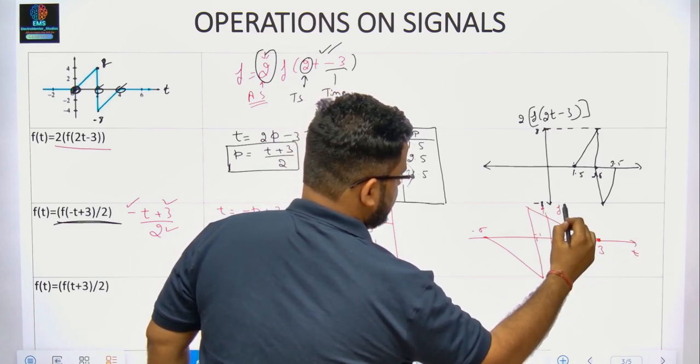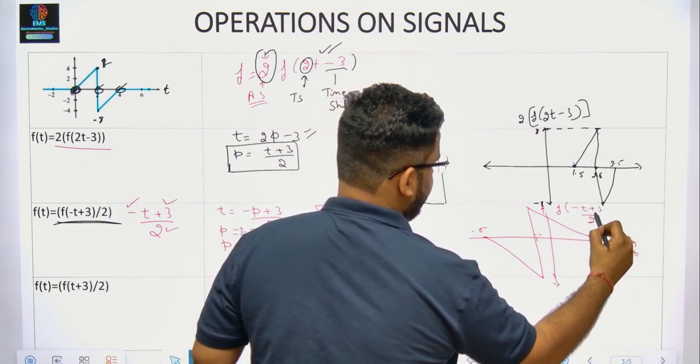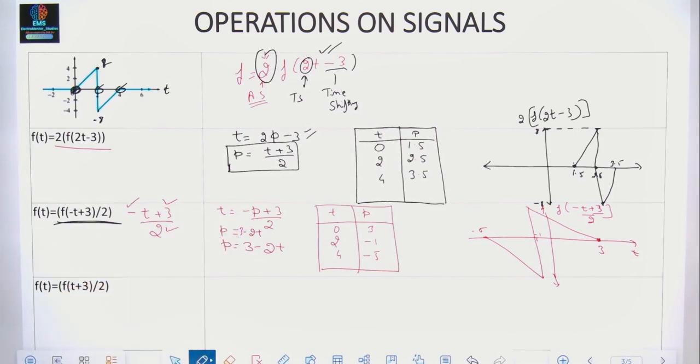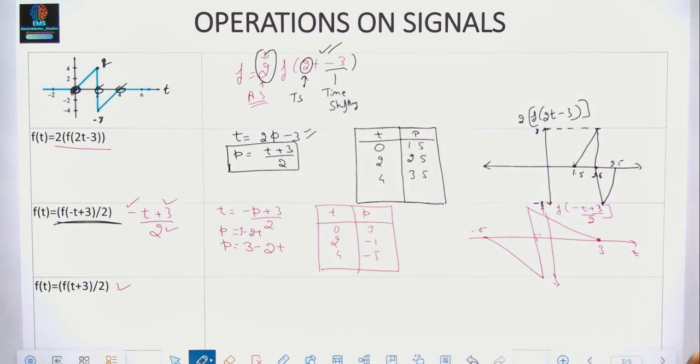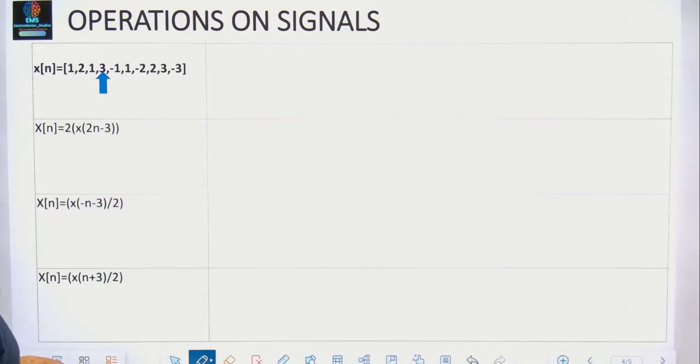This is t, this is f of minus t plus 3 by 2. Simply, the thing is done. Do try this at your home. It's t plus 3 divided by 2. So these are the operations, the multiple operations we perform on a signal. So moving ahead, let's try one in the case of discrete.